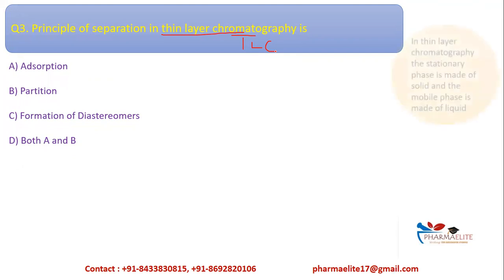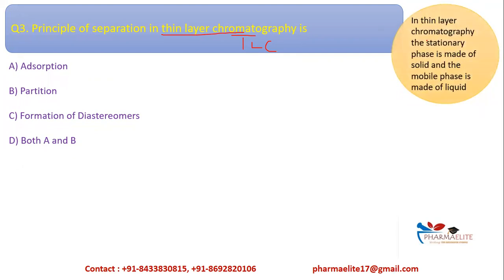Let us have a look. In thin layer chromatography, the stationary phase is made up of solid and the mobile phase is made up of a liquid. मतलब हमें ये पता है कि थिन लेयर क्रोमेटोग्राफी में स्टेशनरी फेज क्या होता है और मोबाइल फेज क्या होता है. मतलब ऐसे सॉलिड है तो मोबाइल फेज जो लिक्विड है ये सॉलिड है. Suppose this is a TLC plate. So the mobile phase is adsorbed onto the solid support of the stationary phase.